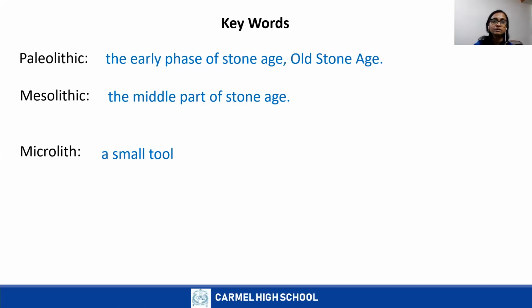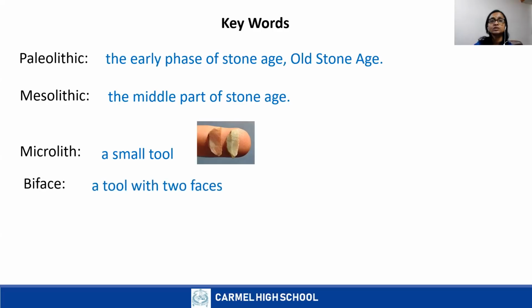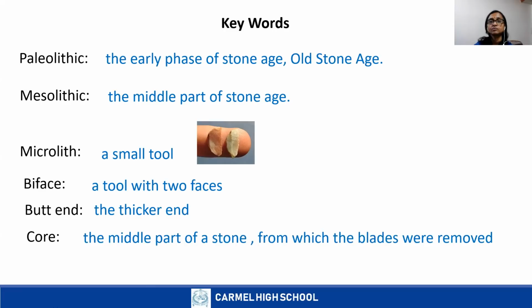Next, biface. A tool with two faces. Next one, butt end. It is the thick end, or thicker end. Then core. Core is the middle part of a stone, from which the blades were removed. The next word, flutes: long, narrow cuts made along a stone. You know the instrument flute, and we can see the cuts in it. In the same way here, long, narrow cuts are made along a stone. So these are the keywords.